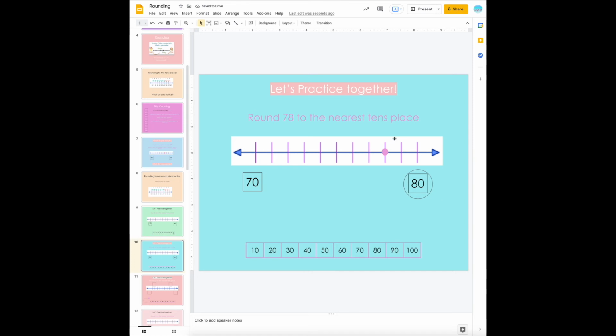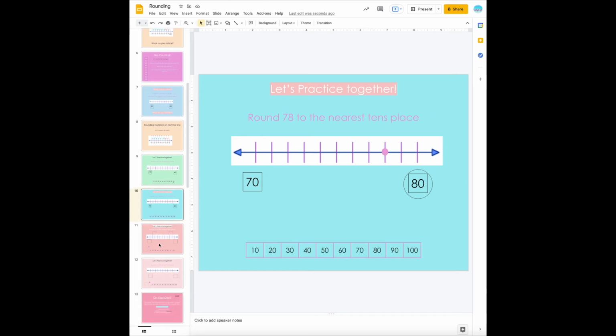Now our last step is to think, did we round our number up or did we round down? Remember, the trick here is to think, is the number that you rounded to greater than the number you started with, or is it smaller? Remember that we started at 78 and 80 is larger, so we know we rounded up.